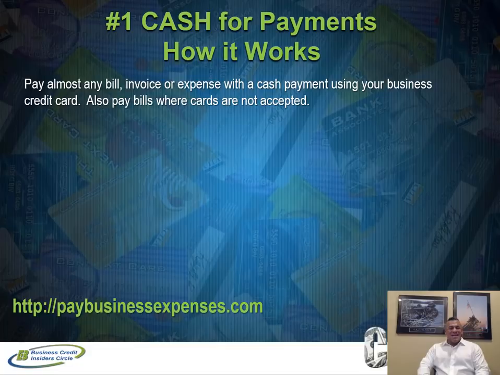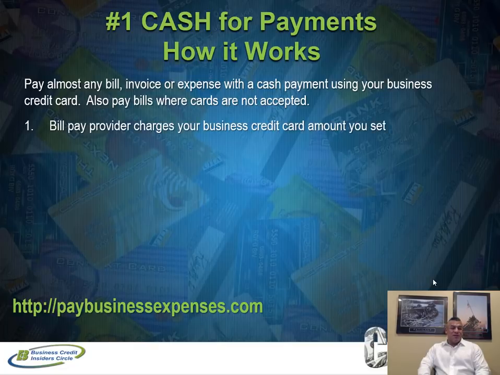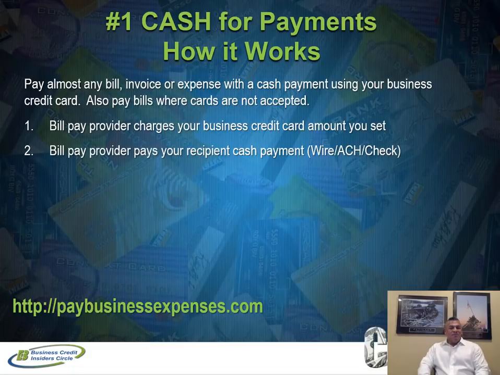Well, you have the ability to pay almost any bill, invoice, or expense with a cash payment. They receive cash, but you can use your business credit card. So how do they receive cash, but you're putting it on a business credit card? Well, that's where you actually have a bill pay provider in the middle. So also, this is great if you have bills where you can't actually use a credit card. You want to be able to pay the bill with your business credit card. So what happens is the bill pay provider charges your business credit card the amount you want to pay that recipient. Okay, the bill pay provider pays your recipient cash. They pay it via wire transfer, ACH, or actually a physical check. And obviously it has your information on this.